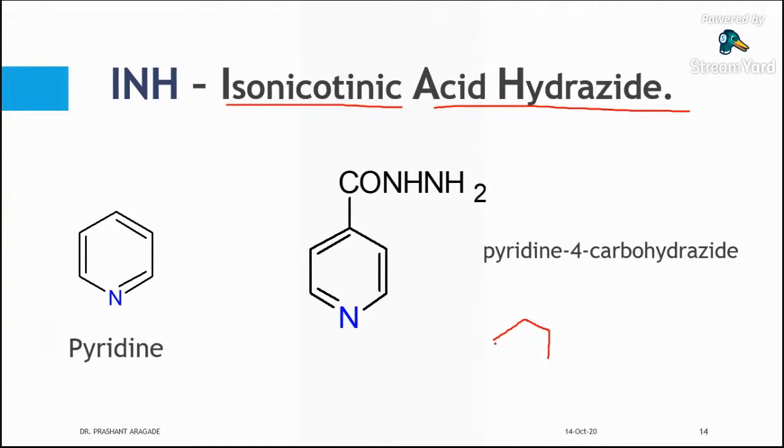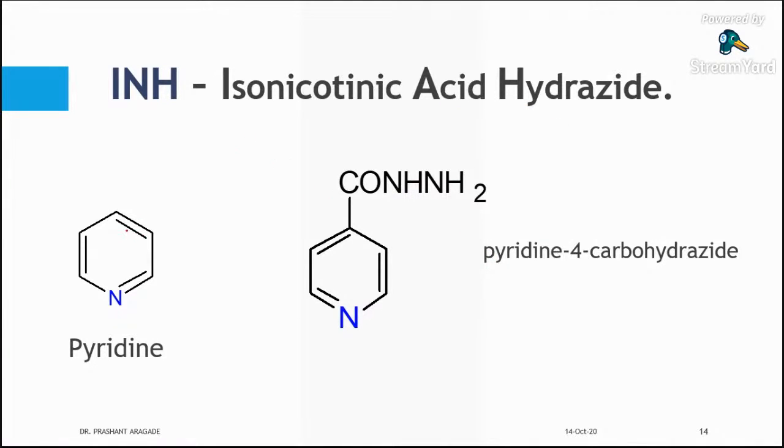If you remember the structure of nicotinic acid which you studied in first year, or if you have not studied it, then I will show you the structure of nicotinic acid. So this is nicotinic acid. Okay, we have shifted the position from 3 to 4 here. That's why it is called isonicotinic acid. So it is an isomer of nicotinic acid. That's why it is called isonicotinic acid hydrazide. हे जर लक्षात नाही राहिलं तर सोडून द्या, याला आयसो काय म्हणतात वगैरे.